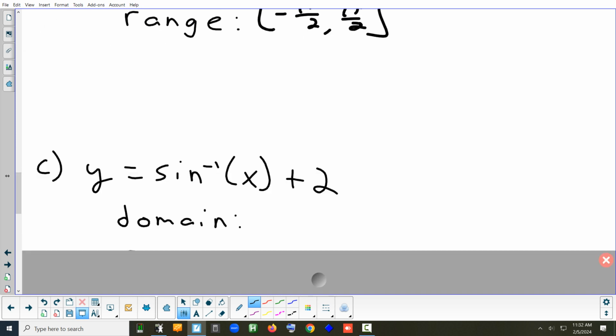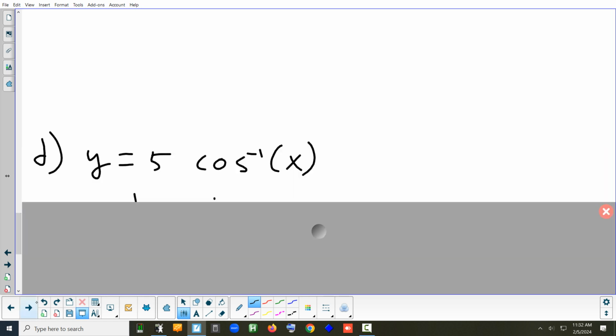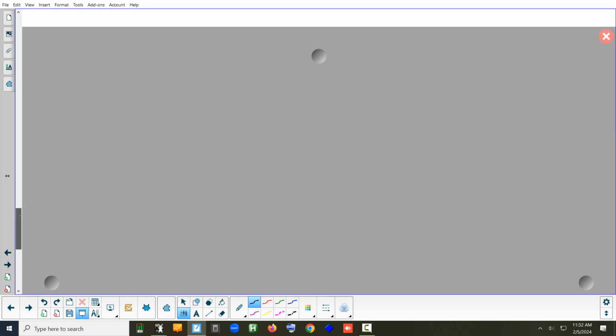So let's try this one. I know we're doing a lot with inverse sine. I think I got one that's not inverse sine though. Coming up.